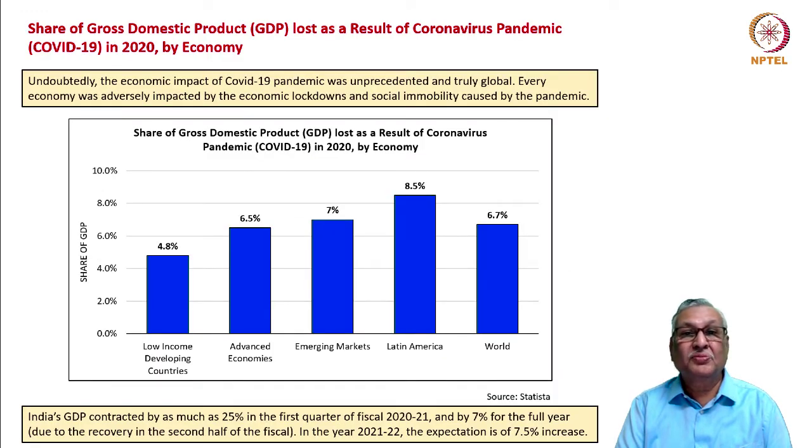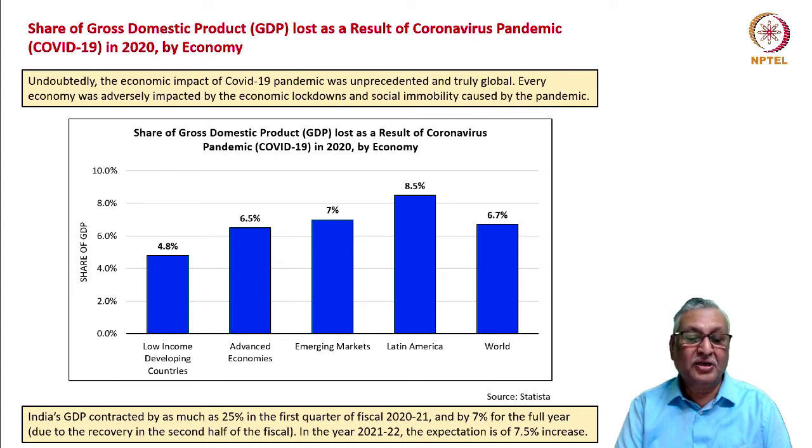Similarly, the share of gross domestic product lost as a result of the coronavirus pandemic in 2020, by economy, also provides telltale evidence of the economic impact of a pandemic. Low-income developing countries' share of GDP lost was 4.8%. Advanced economies 6.5%. Emerging markets 7%, Latin America 8.5%, and the world overall 6.7%. As I said before, the economic impact of COVID-19 was unprecedented and truly global.